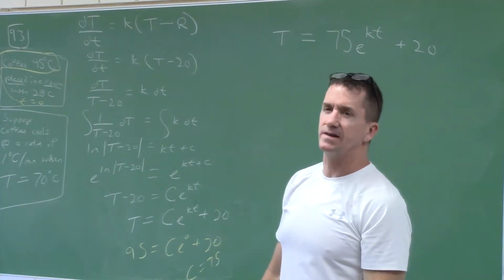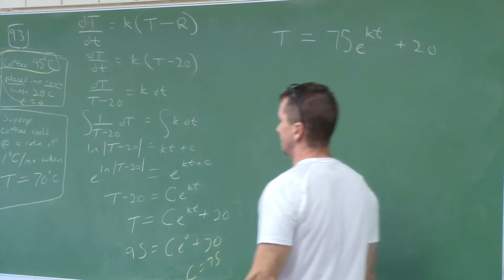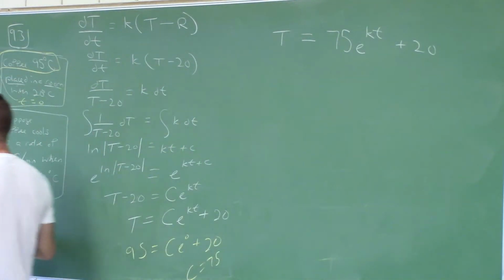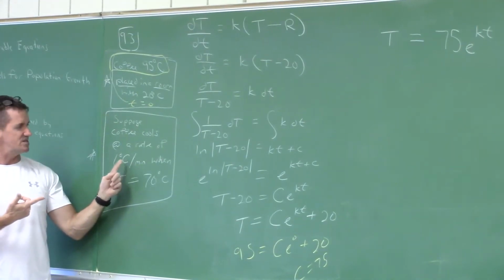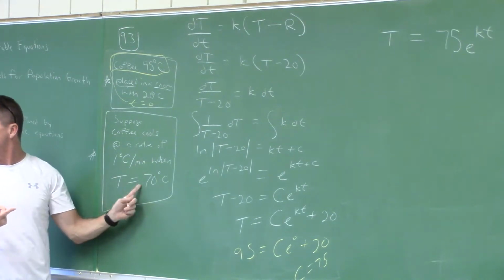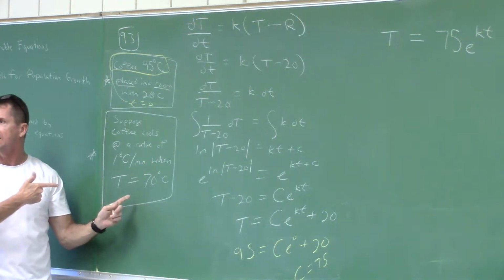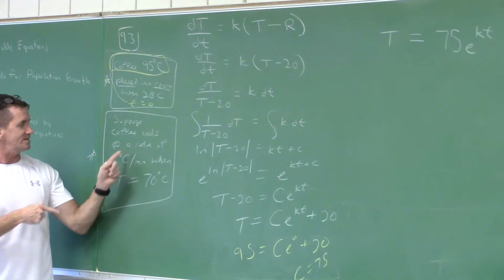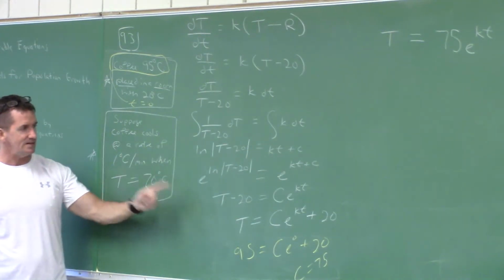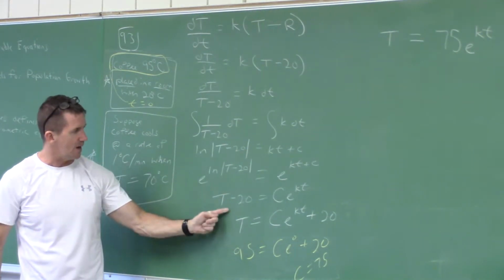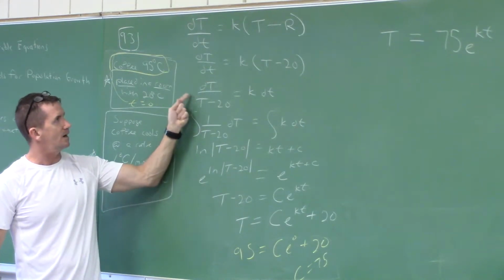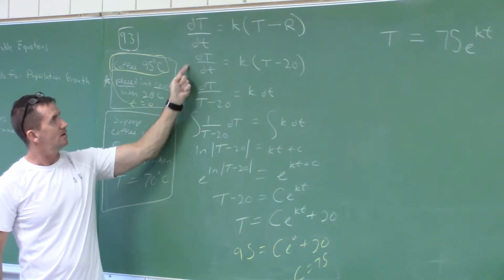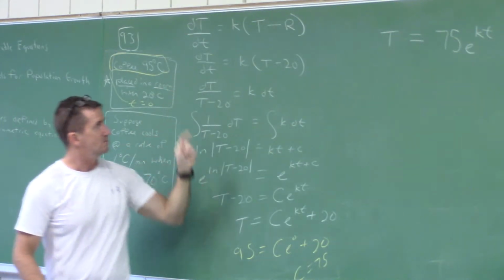Now can you help me find k? I got this from the book, so we got to figure out where to plug this in. It says, suppose coffee cools at a rate of 1 degree Celsius per minute when the temperature is 70. This is going to allow us to get the constant k. Well, that's a rate, right? Just go back a few steps. Where did we have a rate? Keep backing up, back up, back up. Right here. Right here, everyone.